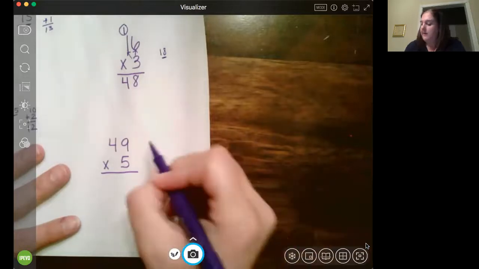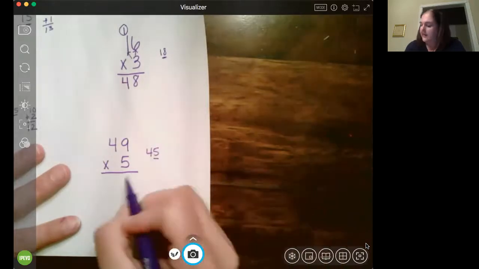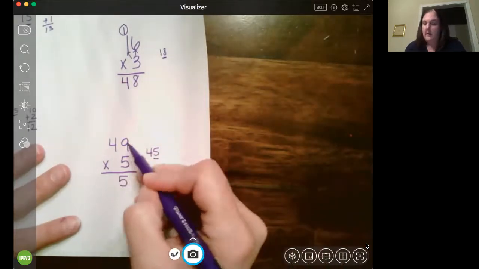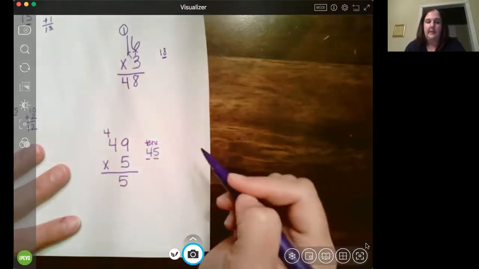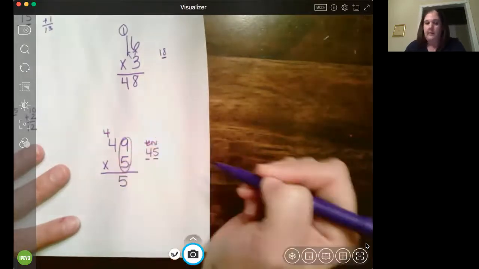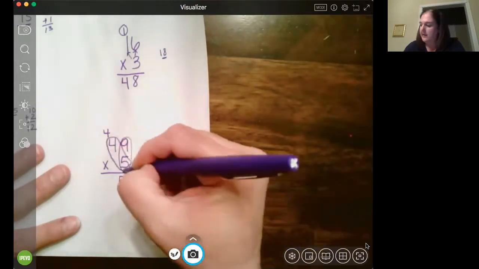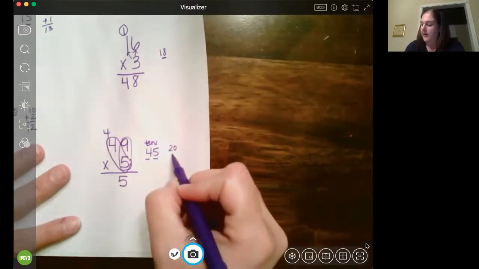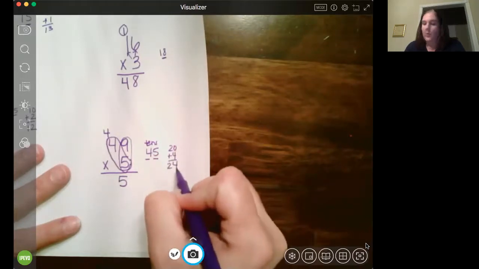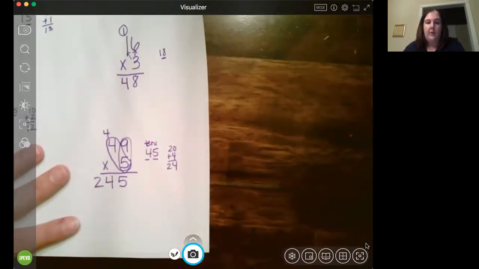Okay, so 9 times 5 is 45. 5 is in the ones place, so that's what I write here in the ones place. 4 gets carried over because it's in the tens, and that's what's going to the tens place. So 9 times 5 was first. And now we take the 5 times the 4. Now we go to the tens place. 5 times 4 is 20. Now we have 4 already there, so that's 24. So 49 times 5 is 245 for the product.